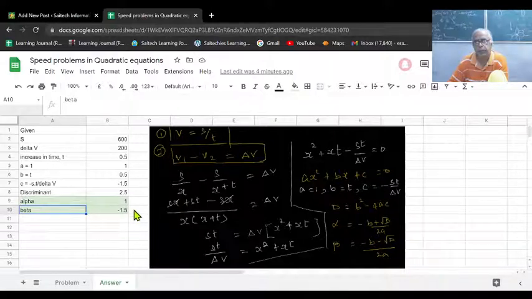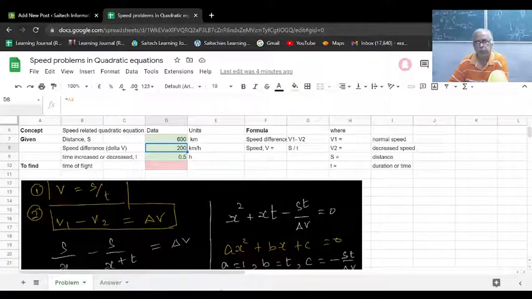Okay, so beta is here minus 1.5, so it is ruled out. Therefore you can have alpha only. So the T, that is the final duration, the duration of the flight or the time of flight, is equal to 1 hour. So you can comfortably declare the answer. Are you able to follow this? Okay, now let me do one thing. I have shared this simple spreadsheet here. You can also try.